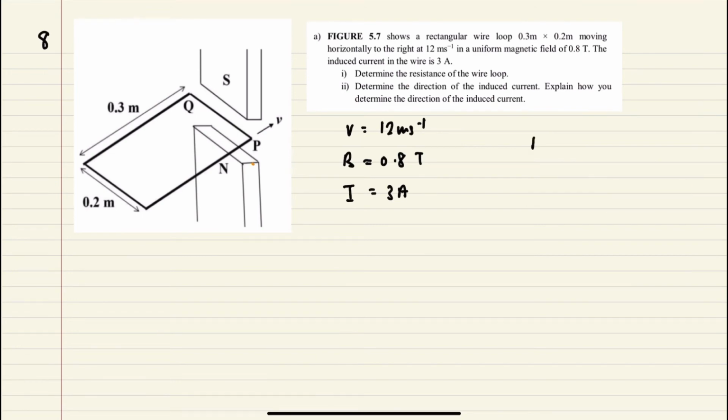We want to apply BLV sin theta, and then from here you apply Ohm's law, V equals IR. But here the missing quantity will be the L. So L is either 0.3 or 0.2. L is actually the length of the conductor that cuts the magnetic field. This is the magnetic field from north to south, right? The field is going upwards. So when it cuts, what cuts is actually the distance PQ. So the length will be 0.2.